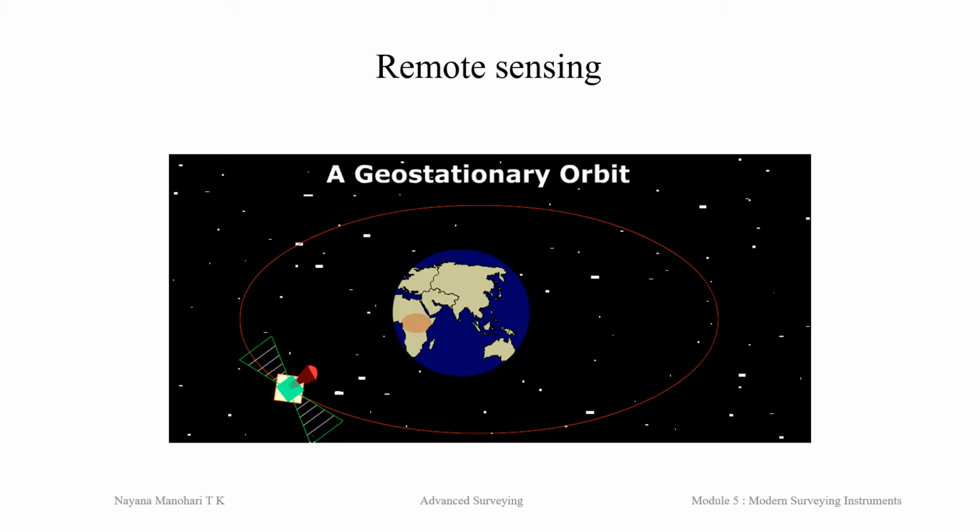Remote sensing. Remote sensing is the most prominent technique of collecting information from a distance. The data collected from a distance is called remotely sensed data. Remote sensing is the science of acquiring information about the Earth's surface without being in physical contact with the surface.